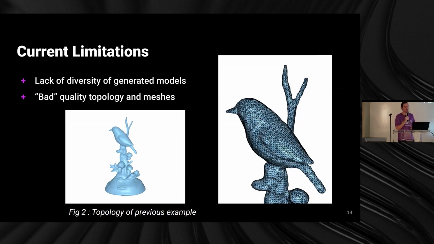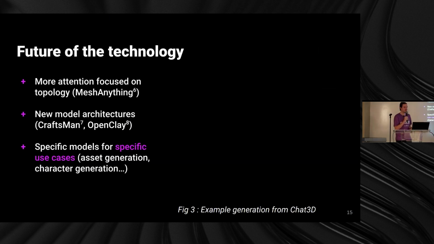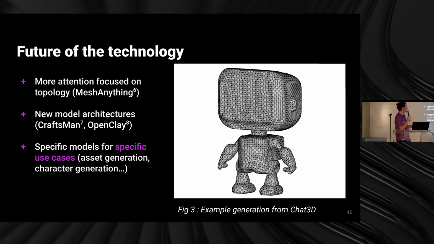Another limitation we have today is the lack of diversity of the generated models. Because of the lack of training data, you often get similar results from our prompts. That's not great if you want to generate variations, for example. So this is something that the architecture of the models needs to improve on, but we also need to grow datasets to improve that. That will bring me to the future of the technology.